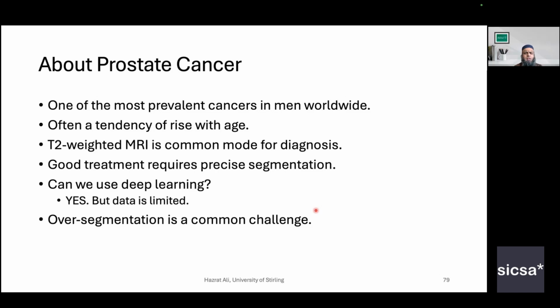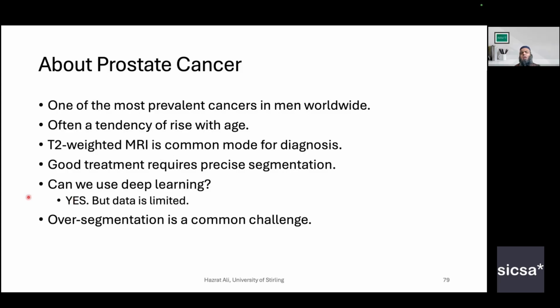It's one of the most prevalent cancers, I guess the second most prevalent cancer in men, and as you grow older the tendency of this cancer increases with age. Commonly, it is studied with the MRI imaging modality.